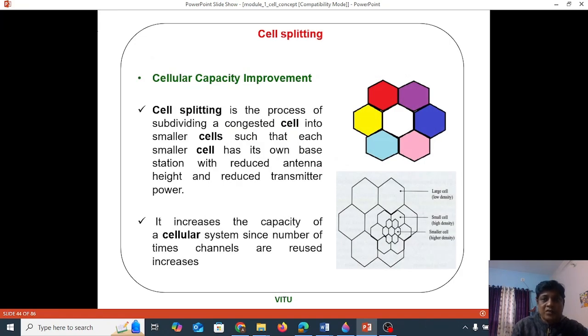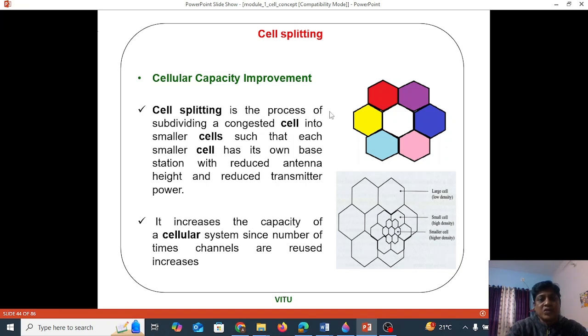In cell splitting, the existing cell is divided into smaller cells. If you look at the figure, here it's a 7-cell cluster. This cluster consists of 7 cells, and each cell consists of different frequency bands, so they are denoted by different colors. Now in the second figure, those cells are split into smaller cells.